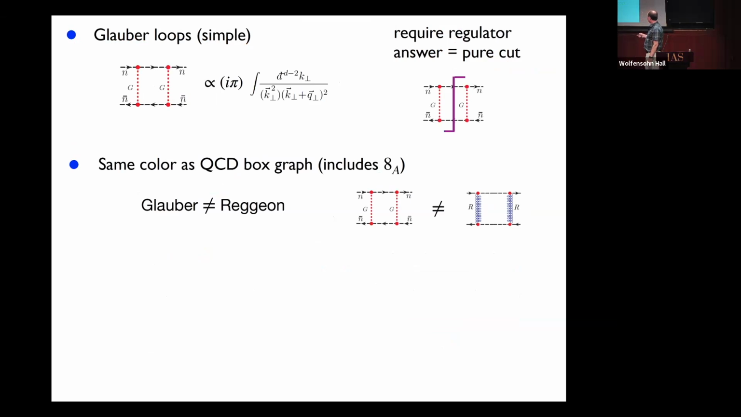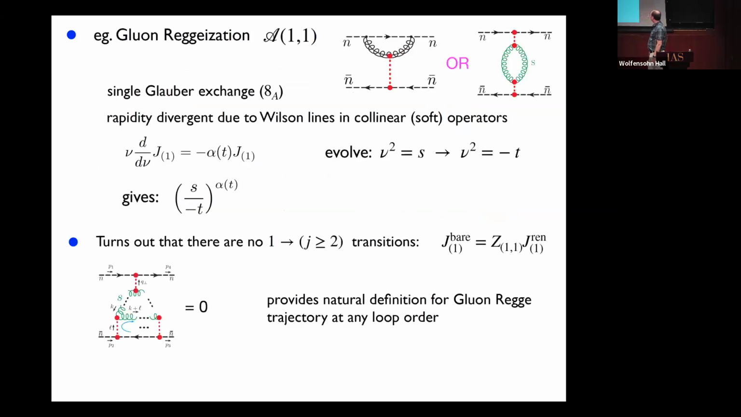And this, I should emphasize, these Glauber graphs are not quite the same as what are called regions. So if you're familiar with regions, there's a few differences here. In particular, the colors in this graph include, for example, the 8 antisymmetric, which in the region graph would not. I'll have a little bit more to say about that in a minute.